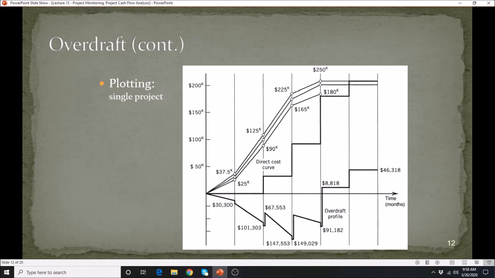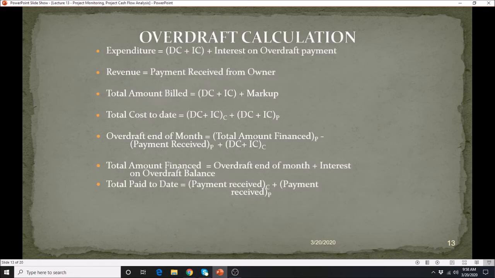And it allows you to graph those costs at every given period of time as well. All right, so this is the manual calculations, the formula, and how to calculate them. Expenditure is the direct cost plus the indirect cost, plus whatever the interest of the amount that we will be borrowing. Of course, that is additional expenses for us.